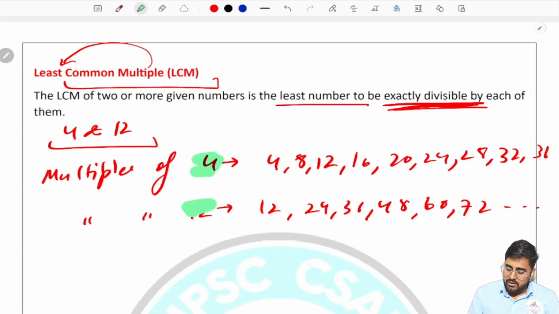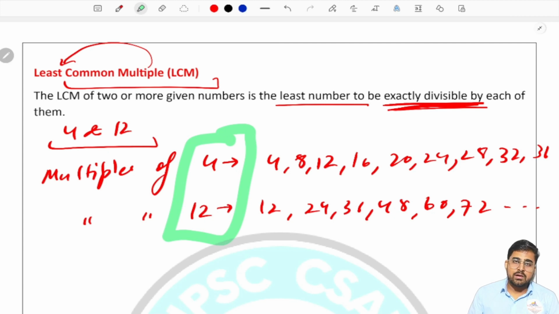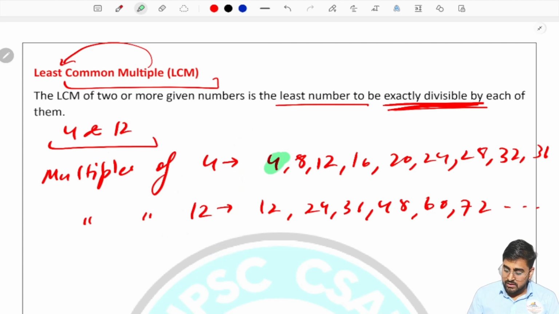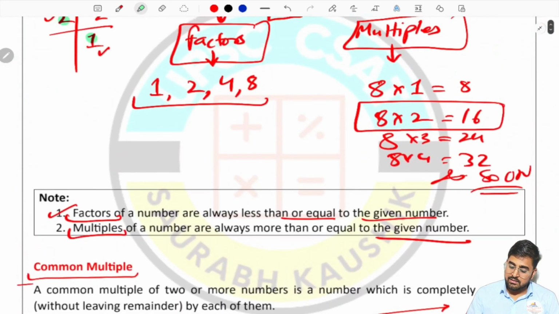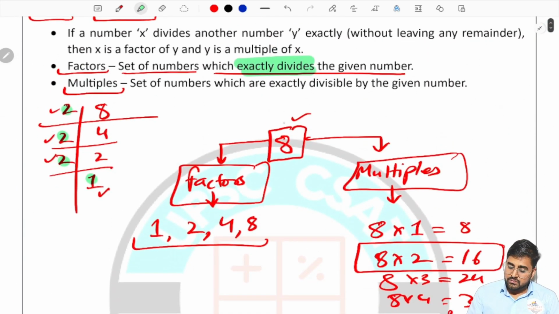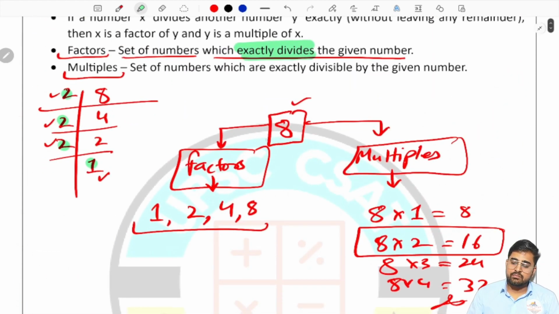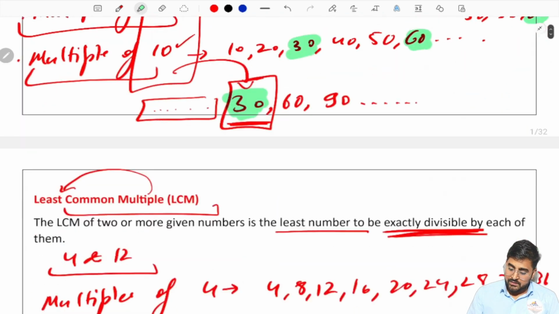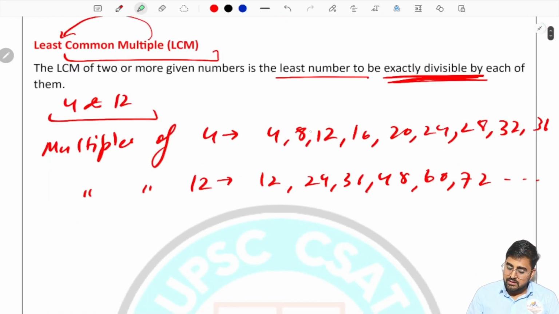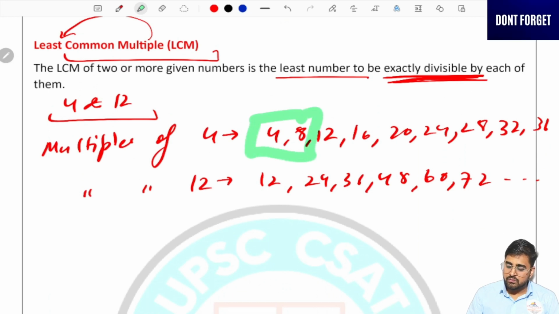Obviously, there is a 4 and a 12, and we need a common multiple. So 4 is not going to be because we have to start with the 12 only. Because if you take 4, 4 should not be here. 8 should not be here because we are talking about the multiple as we have studied there. If it goes below the number, then it becomes a factor, not a multiple. Now we are talking about the multiple, so it should be more than the number itself. So 4 is not there, 8 should not be there. We do not want to waste our time in this.